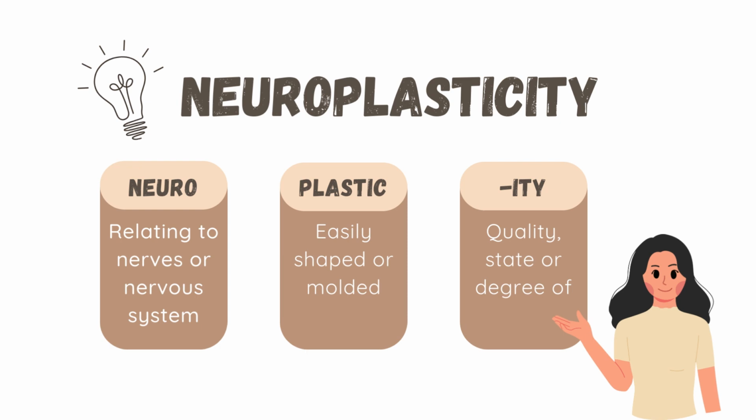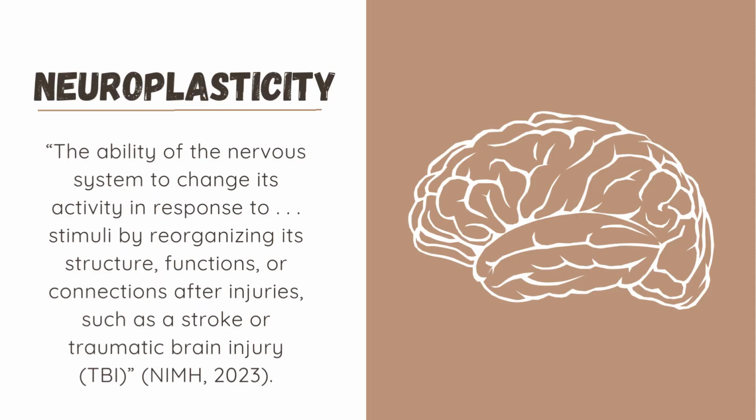Neuro relates to the nerves or nervous system, and our brain is a part of the nervous system. Plastic is something that is easily shaped or molded. It is adaptable to change. The suffix -ity means the quality, state, or degree of being. When we put this all together, it makes neuroplasticity.